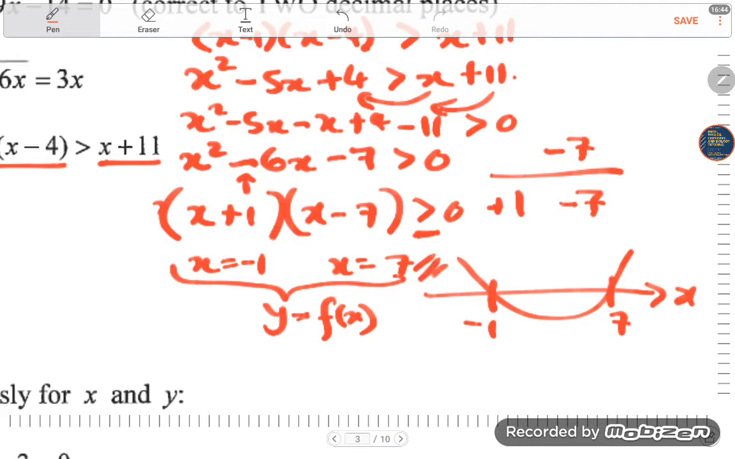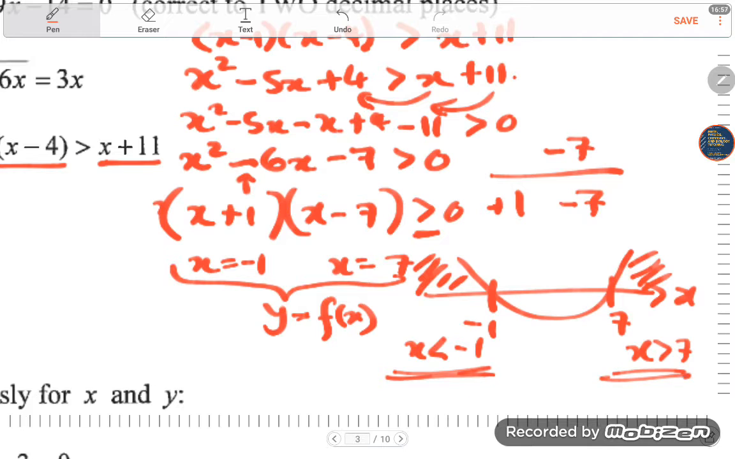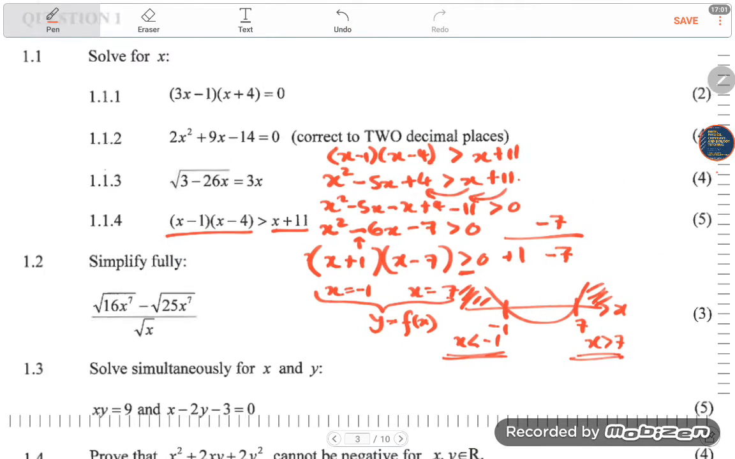So where is it greater than 0? Or where is it above the x-axis? It's anywhere before minus 1 and anywhere above 7, like that. So our solutions are going to be these 2 range values right there, okay? And I think that should be it for the first part.